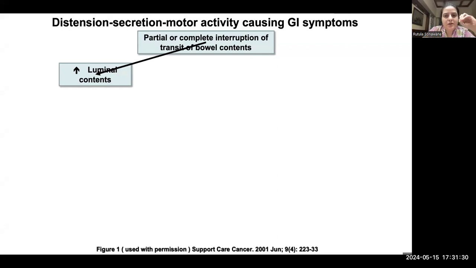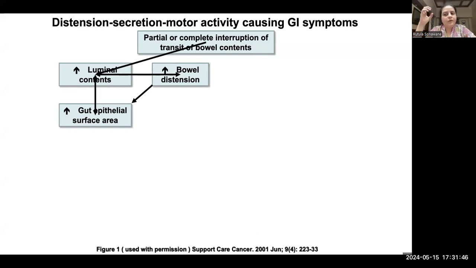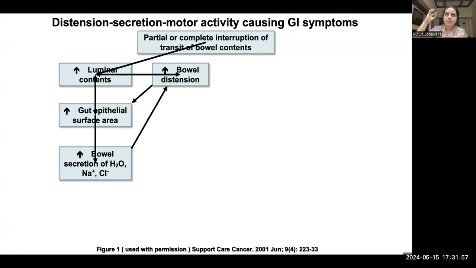So if it's partial or complete obstruction, what happens is that there is interruption of the passage of stools through the bowel. So what happens in effect is that your luminal contents would increase. Because of this, the bowel is distending. Because it is distending, the surface area also increases. Now, as the surface area is increasing, the bowel secretions are also getting increased in terms of fluids like water, sodium, and chloride.